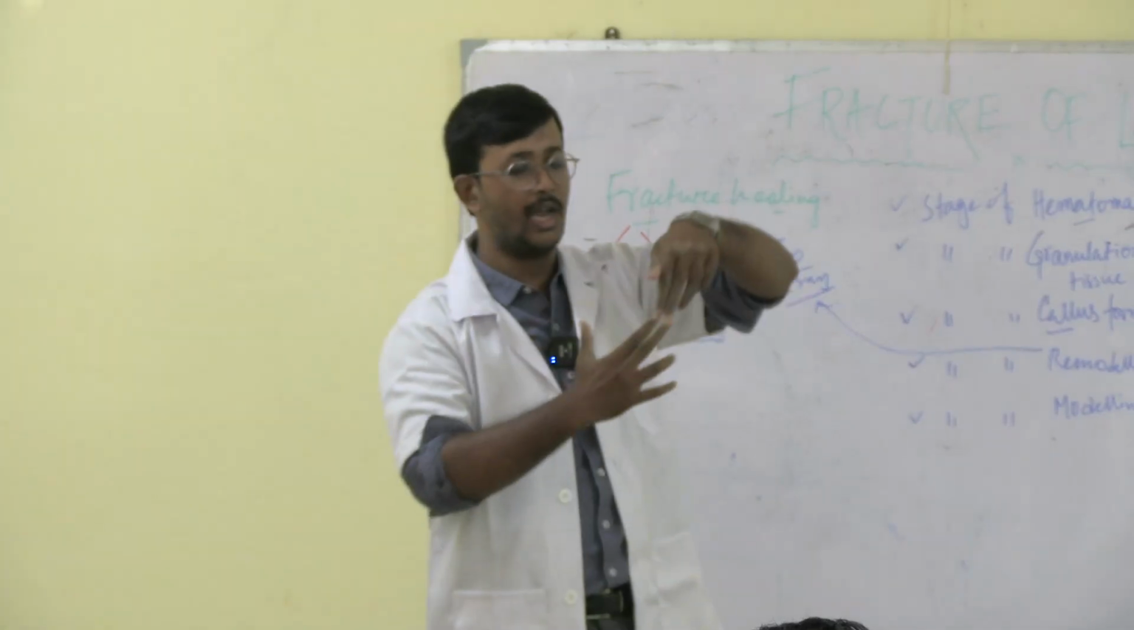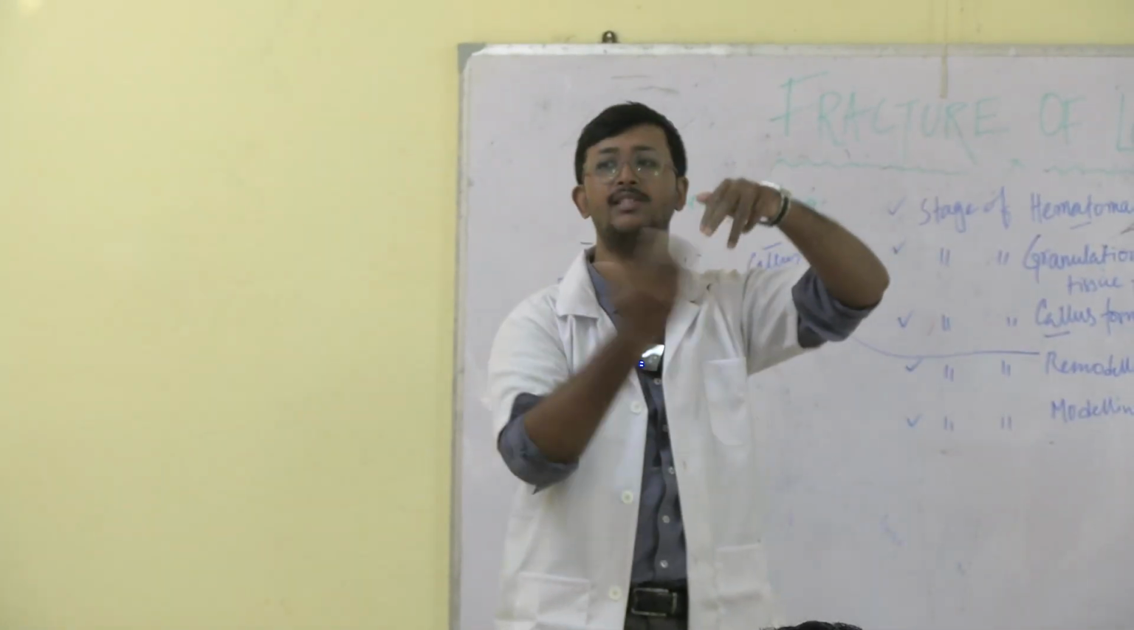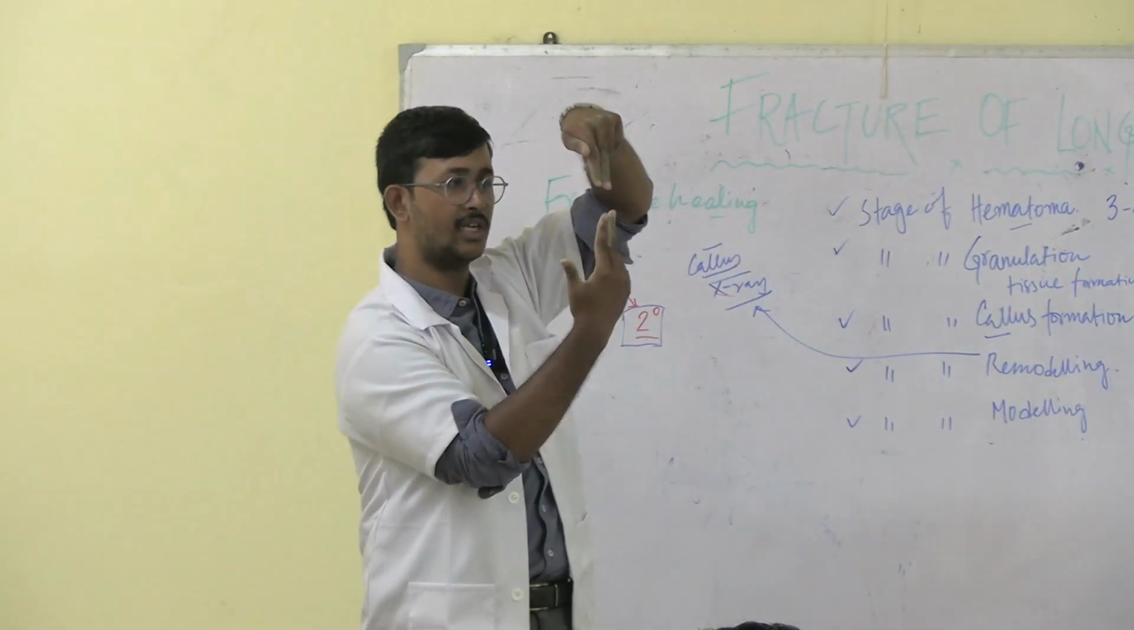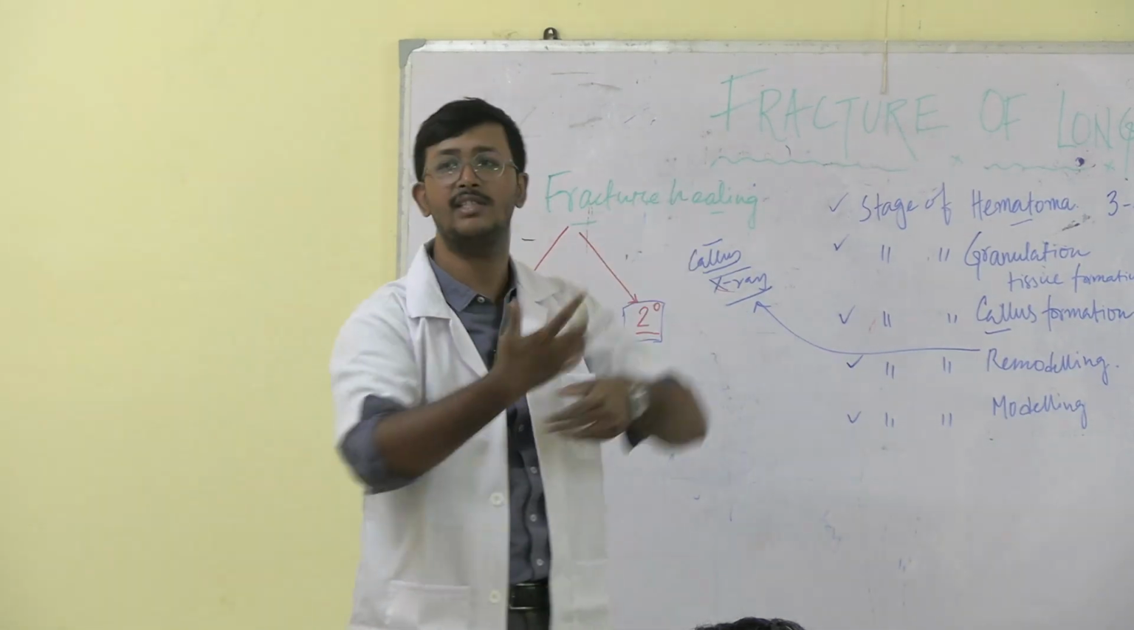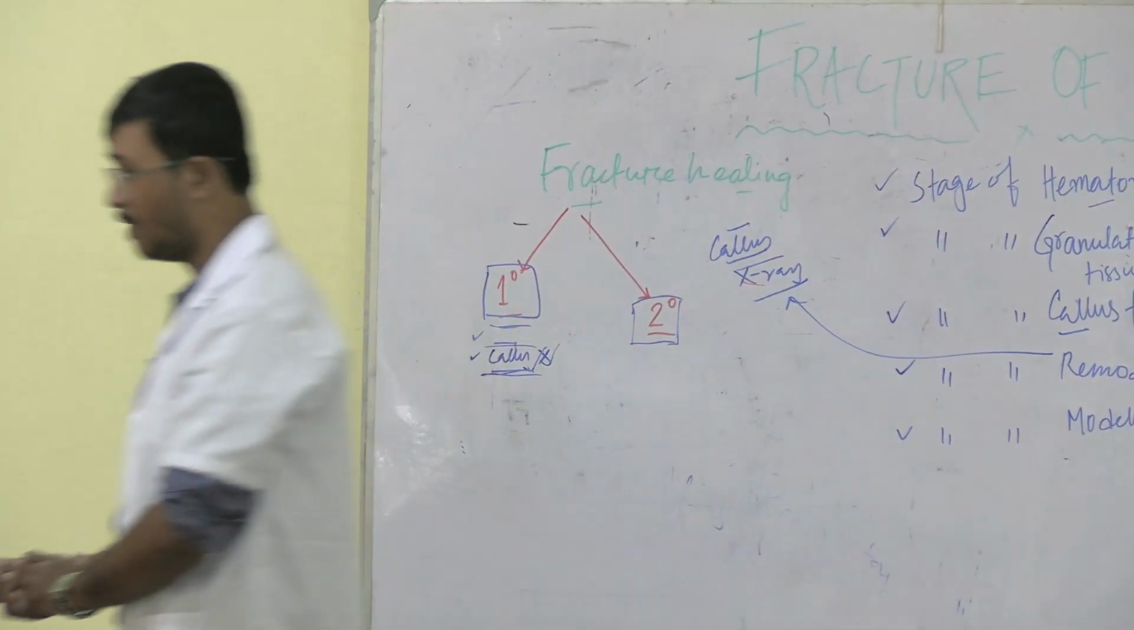And then it is plastered. After that, plastering is done so that both structures remain together and there is a faster healing process. That is the main purpose of secondary fracture healing. So that is secondary fracture healing.